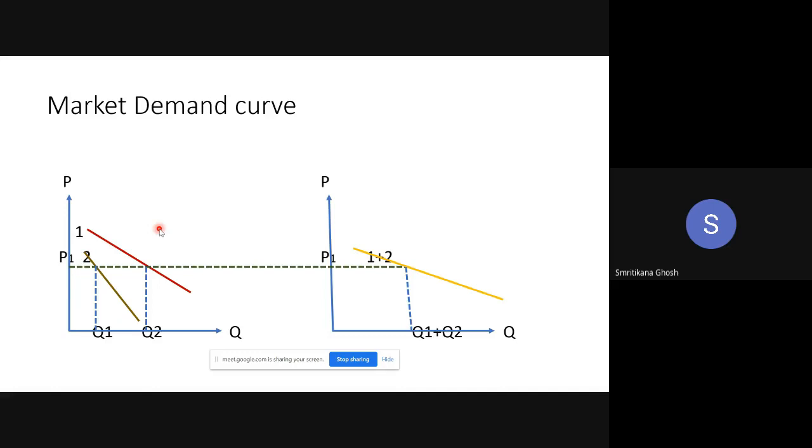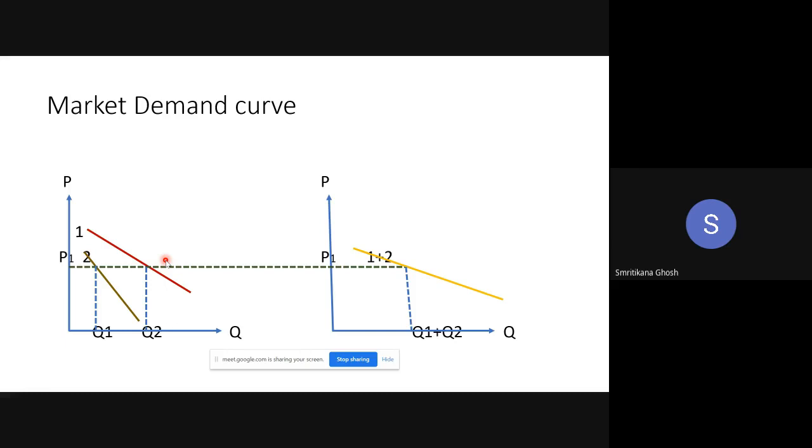My demand curve is quite different from your demand curve. That may be possible. Individual one's demand curve is downward sloping because they are following the law of demand. This is applicable, nothing more. So the red one is the demand curve of individual one, and the green one is the demand curve of individual 2. So these two individuals are in the market. Now the question is, what is the market demand curve?